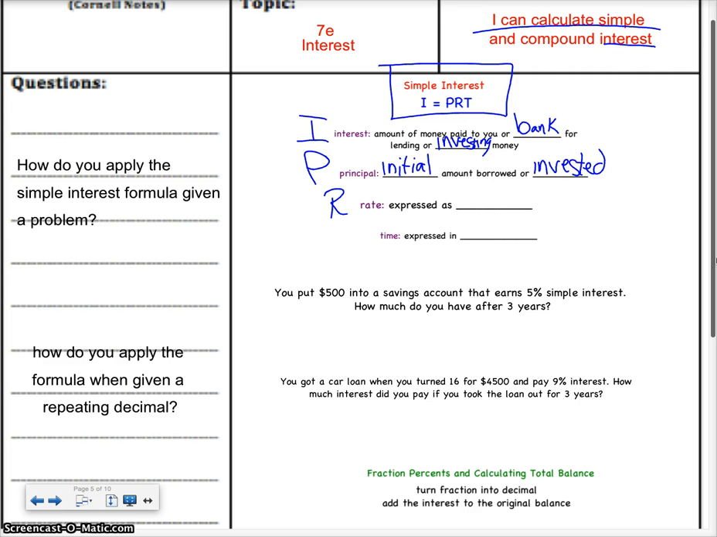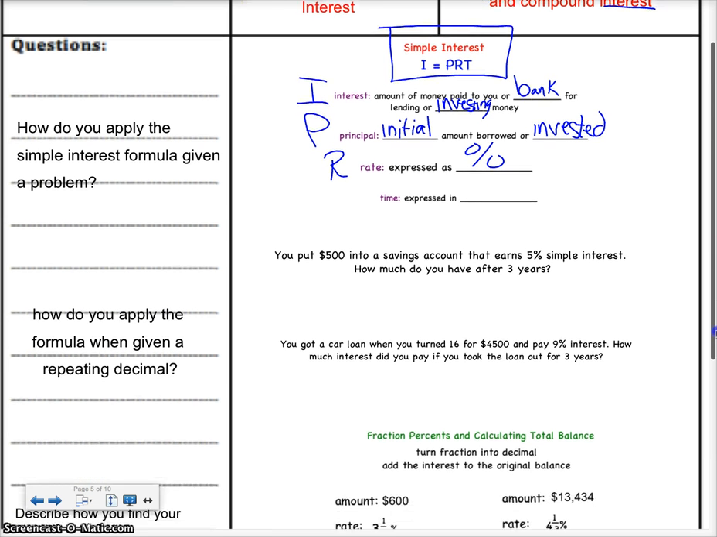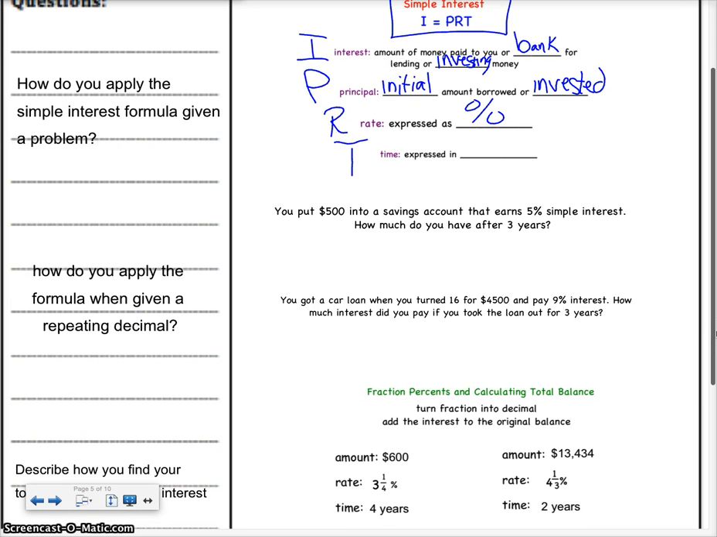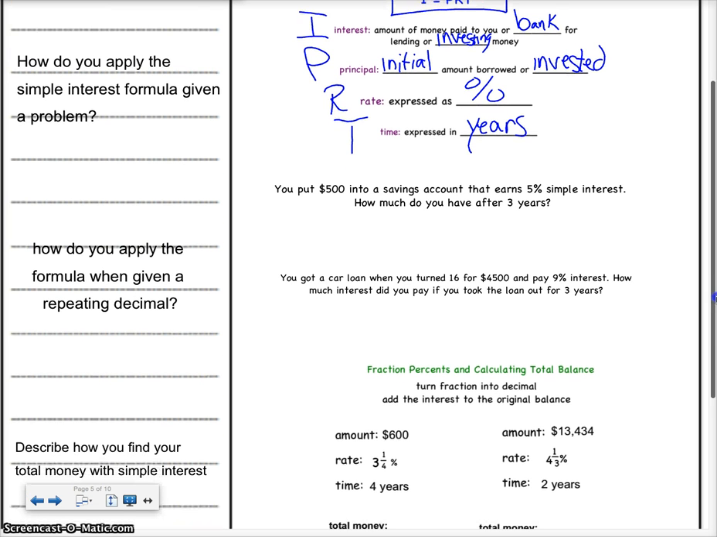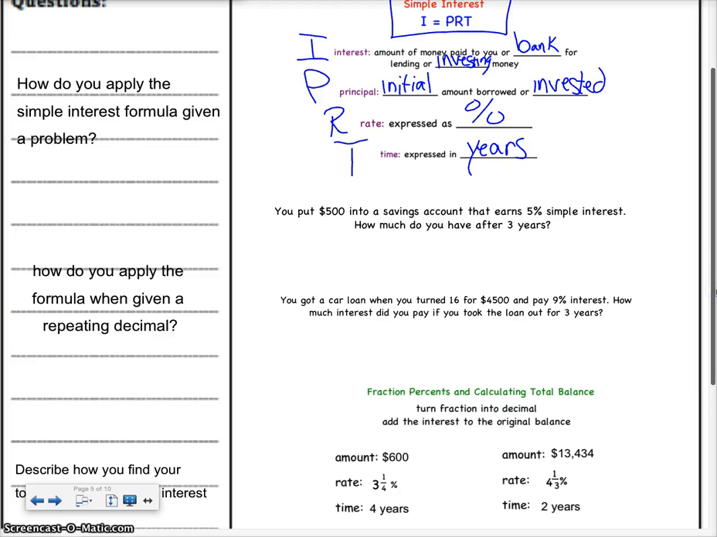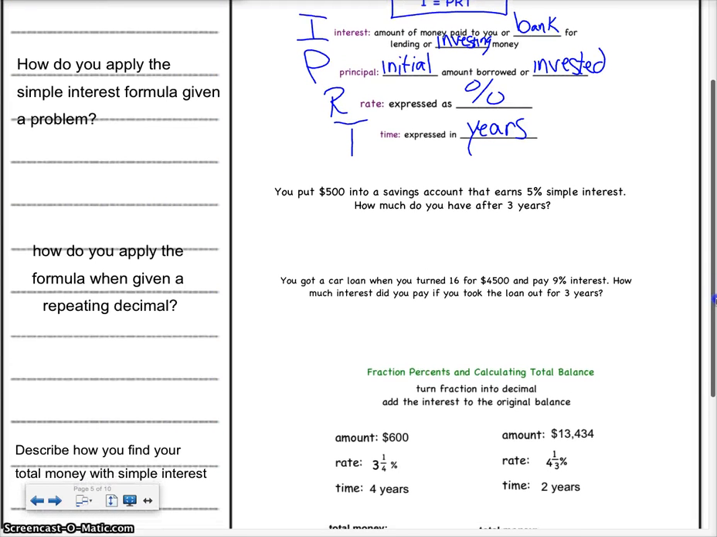R is our interest rate. It's always expressed as a percent. And T is our time. And time is always expressed in years. All right, so let's apply this. Again, we call it simple interest because you don't have to do a lot of math. You just plug numbers in and multiply.